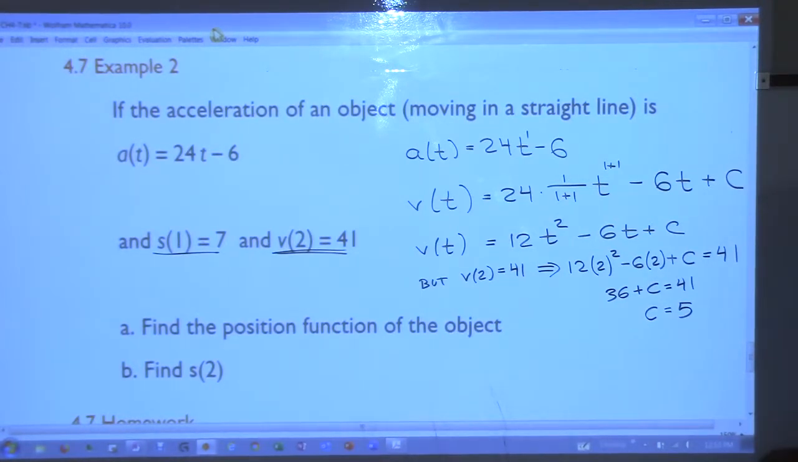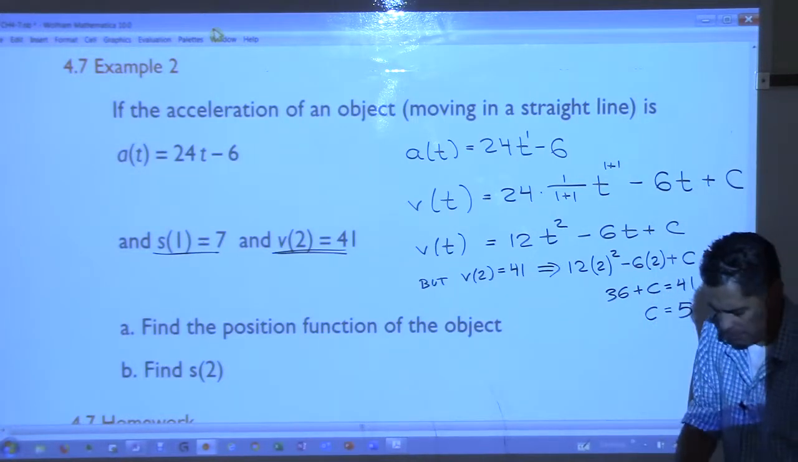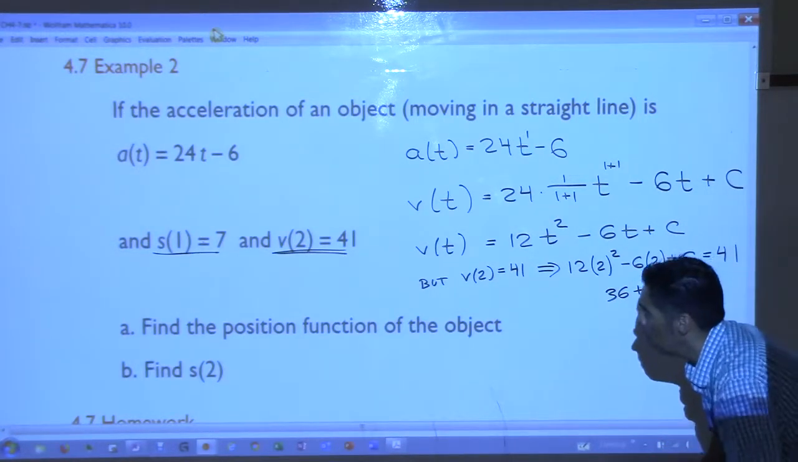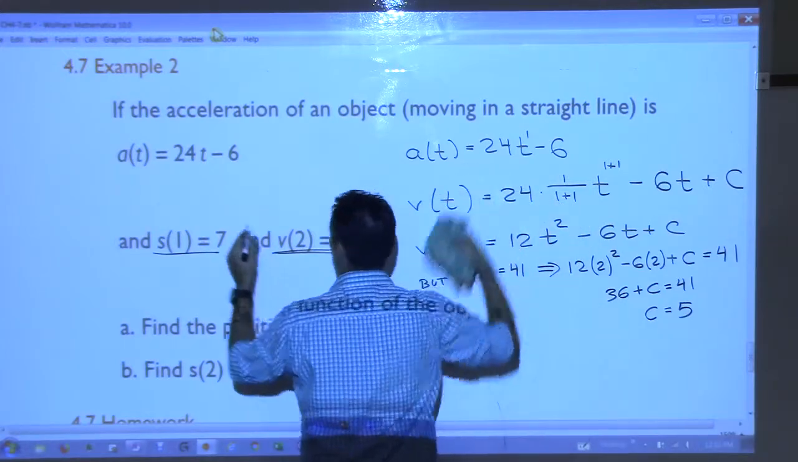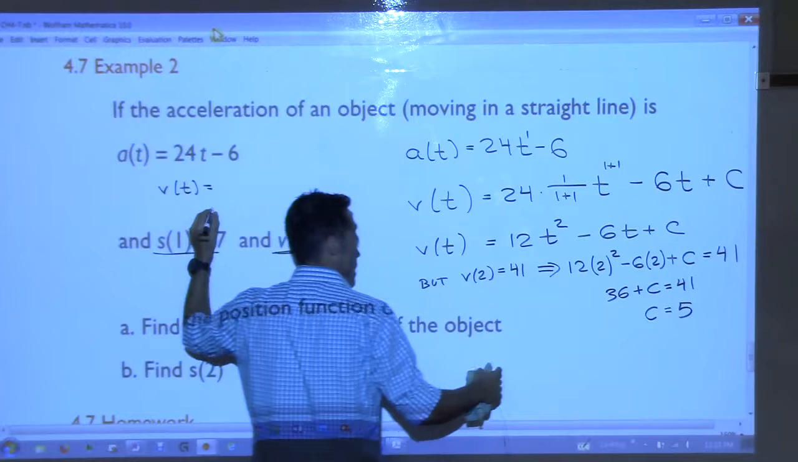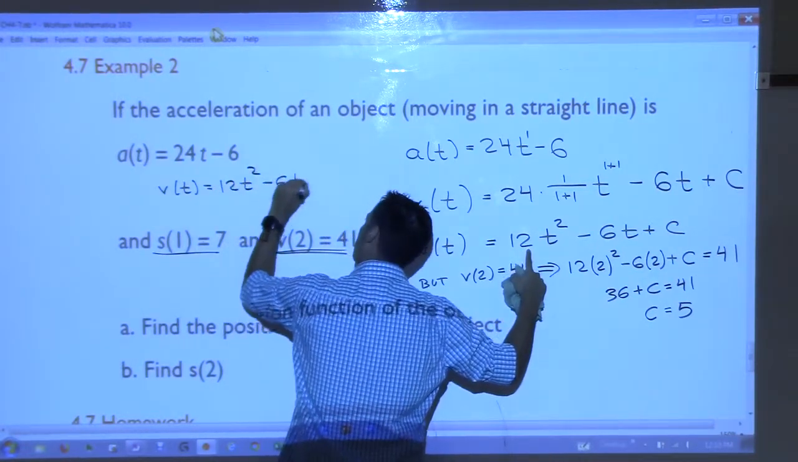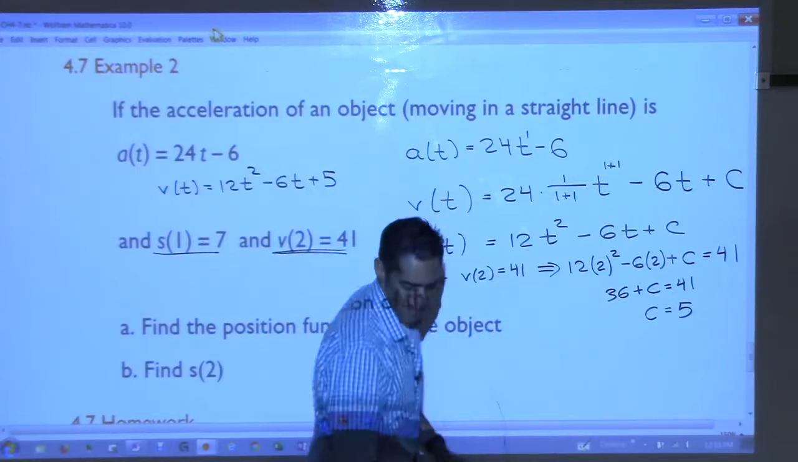So I can come and edit my answer. Come back. You know what? I'll do it somewhere else. I won't do it right there. So now what we have is, we know our acceleration. Our velocity function is exactly the function 12t squared minus 6t plus 5.